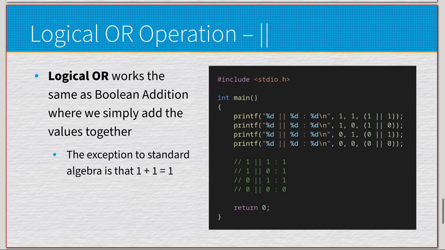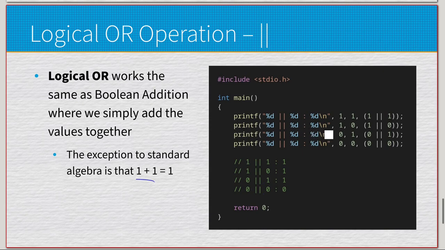Moving on, we have OR, which is the double pipe. So it's the same idea as Boolean addition, where we're just adding the values together, with kind of the exception that 1 plus 1 equals 1, because you only have 0 and 1 to work with. It's a little bit weird to think about, but it's not too bad. So the only time that OR results in zero is if both are zero.